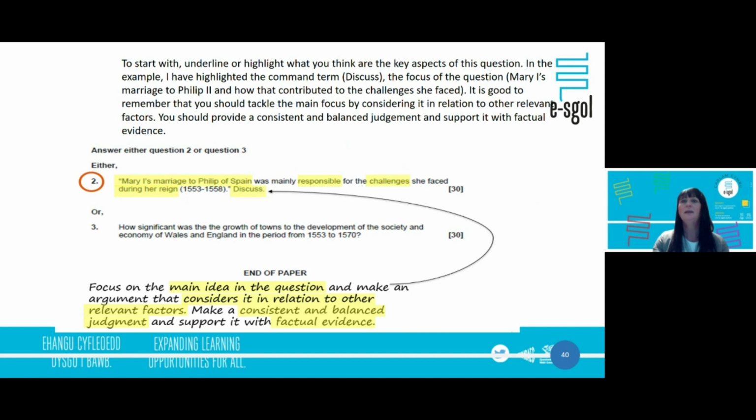Discuss. Okay, so highlighted there would be the command term, which is discuss, the focus of the question, which is Mary's marriage to Philip and how that contributed to the challenges that she faced. Now, it's good to remember that you should tackle the main focus by considering it in relation to other relevant factors. You need to provide the consistent and balanced judgment that they're crying out for and support it with factual evidence. Okay, so you've highlighted what you need to focus on in that question, and you know the time period as well that is there in the question.